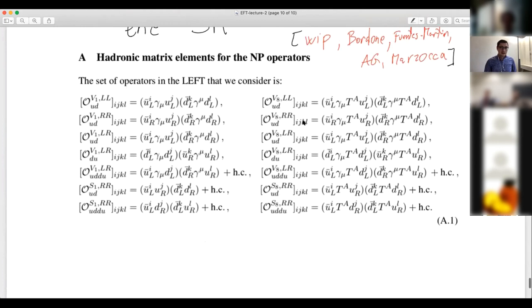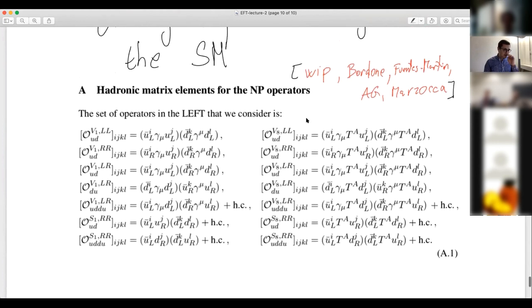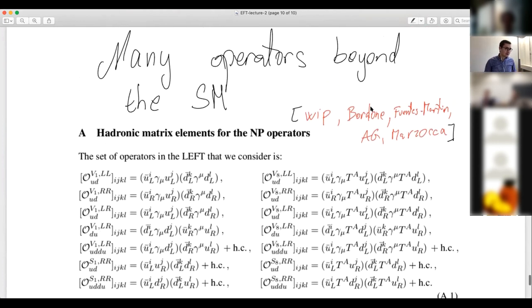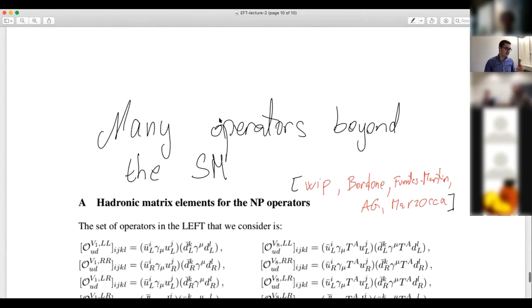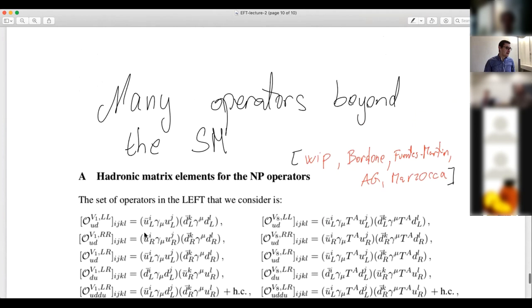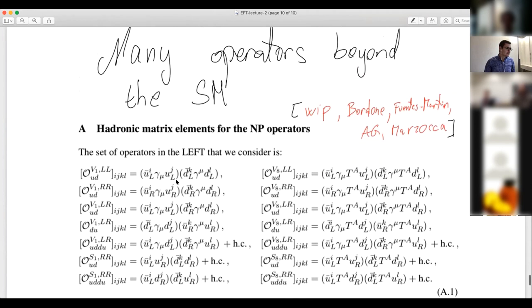That's it. I think my time is up. I just want to tell you that I have some work in progress where we are looking at the same decay B to D pi in new physics. That calculation was in the standard model. In the standard model effective field theory, there are many, many more operators, but the technology you use is pretty much the same as here. Thank you.